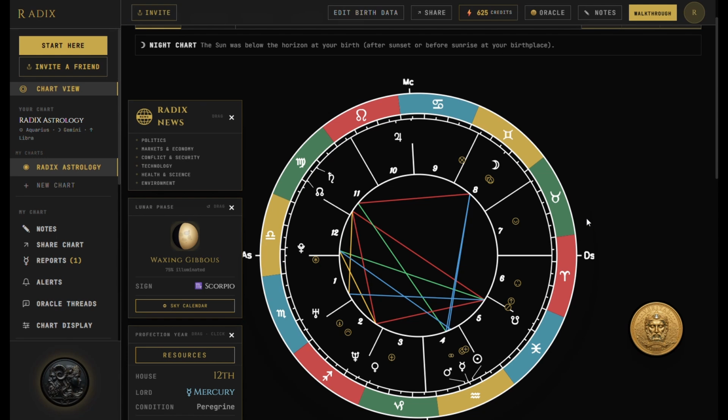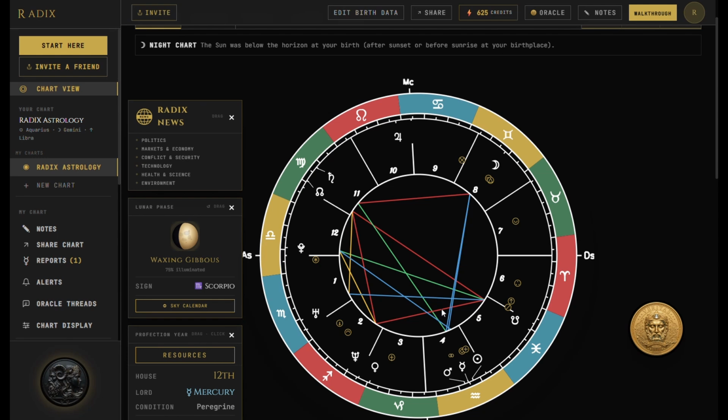The lord of the lot isn't a minor detail. It's often the most important planet to examine when reading that lot's domain. Step 3, check for planets conjunct the lot within a few degrees. Planets in close conjunction to a lot intensify its themes dramatically.